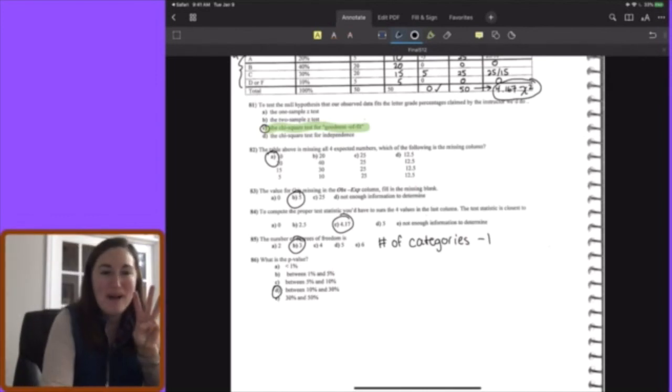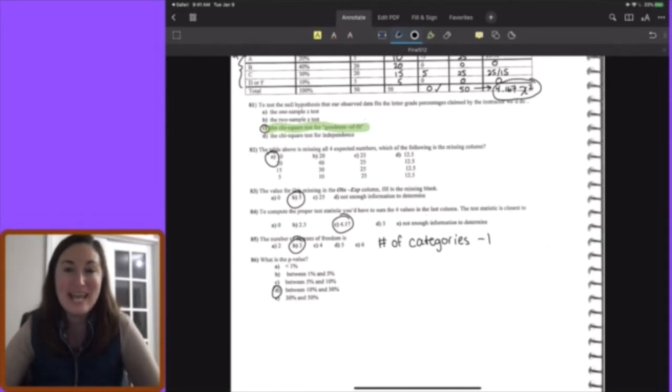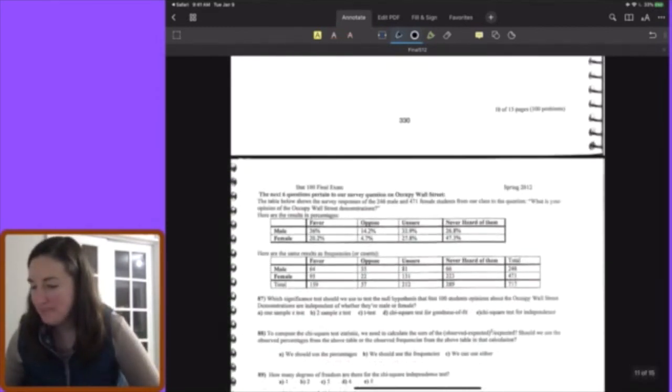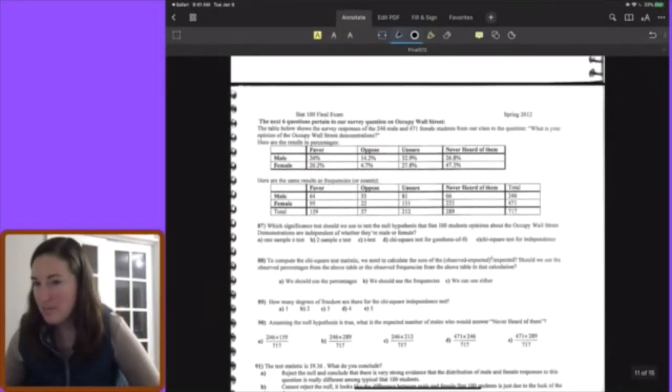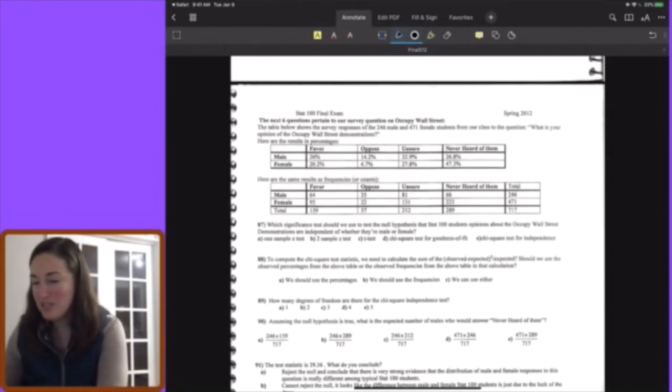So we've done 3 hypothesis tests. We have 2 more. We have the chi-square test for independence and the t-test. And like I said, there's 1 section on each test. So for this next one, it says the table below shows the survey responses for males and females.